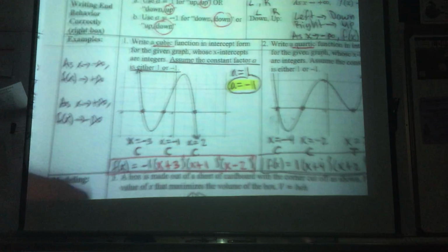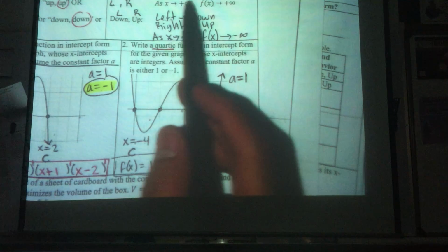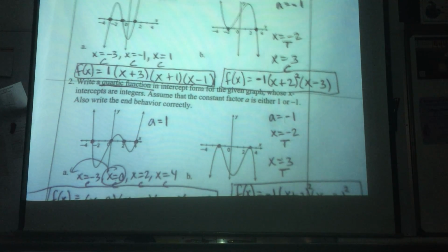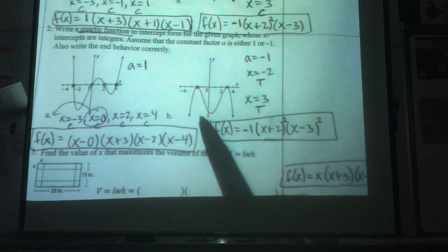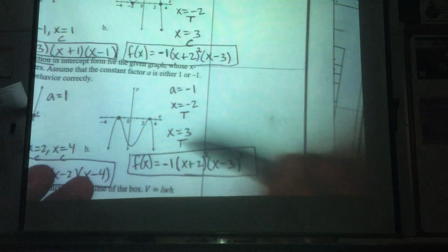Let's do it again. This one is up and up. No, never mind. We already have up and up. Let's look for another one. On the back side, number 2b, down, down. That's down, down, right? So on the left, it goes down. On the right, it goes down.